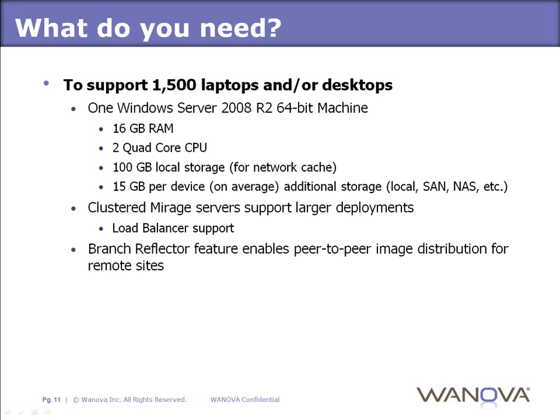And if you need more than 1,500 users, no problem. You can easily cluster multiple Mirage servers together and put them all behind a load balancer. And for all your remote offices, we have the branch reflector feature, which allows you to enable peer-to-peer distribution of images from the Mirage server to your branch office through one local device.